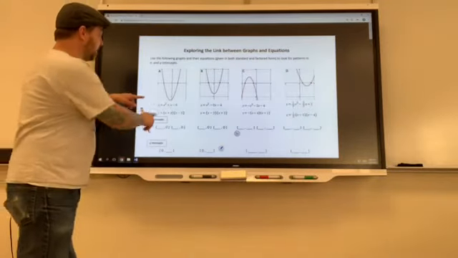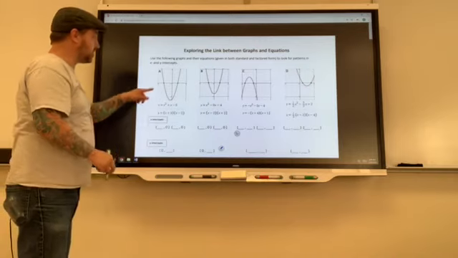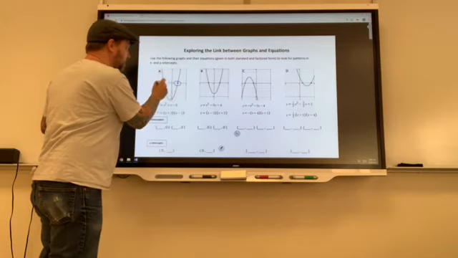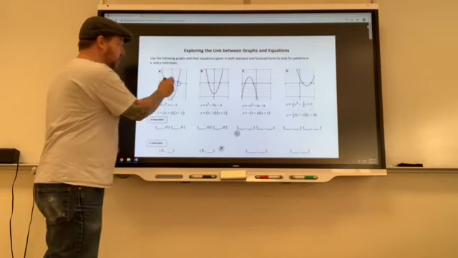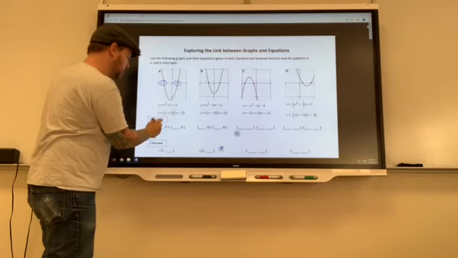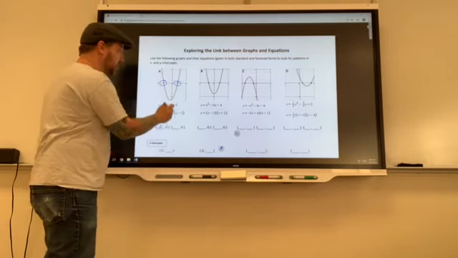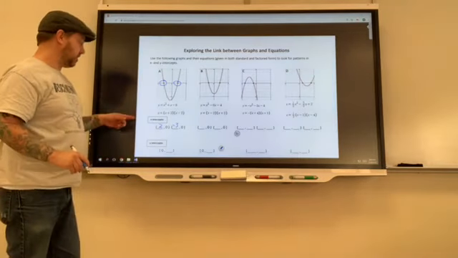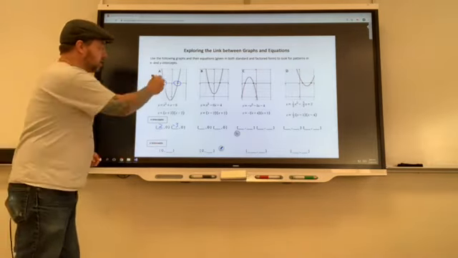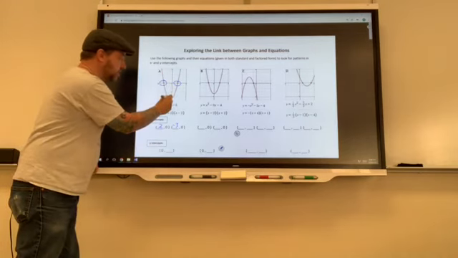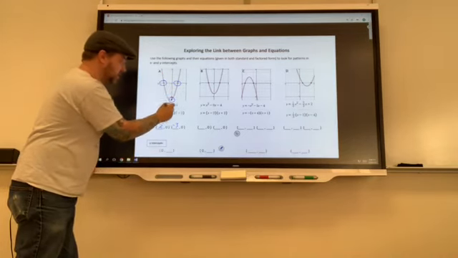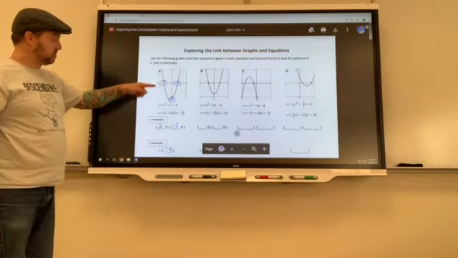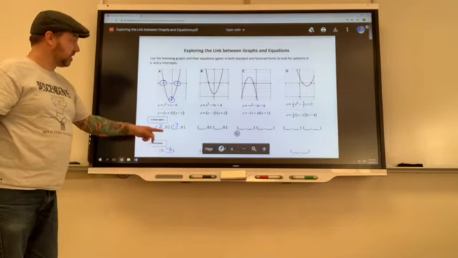So let's look at this and see what the x-intercepts are. The x-intercepts are where it crosses the x-axis, which would be here and here, right? So that's positive 2, 0, and that's negative 3, 0. Okay, what's the y-intercept? Right here at negative 6. Okay, so 2, negative 3, and negative 6.